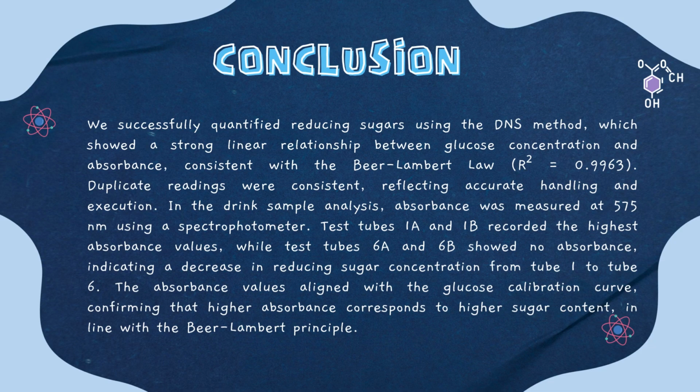In conclusion, we successfully quantified reducing sugar using the DNS method. We show a strong linear relationship between glucose concentration and absorbance, consistent with the Beer-Lambert law, R2 equal to 0.9963.